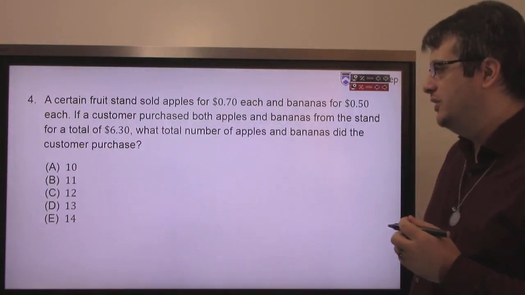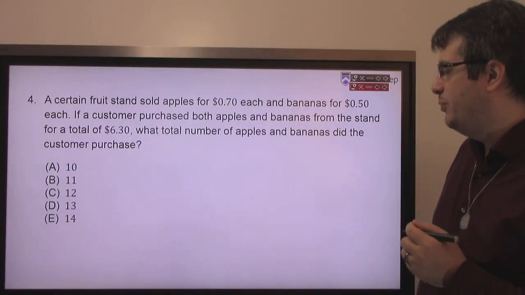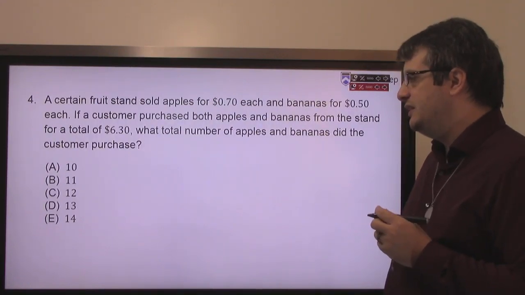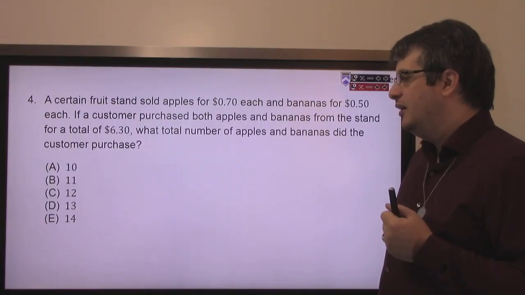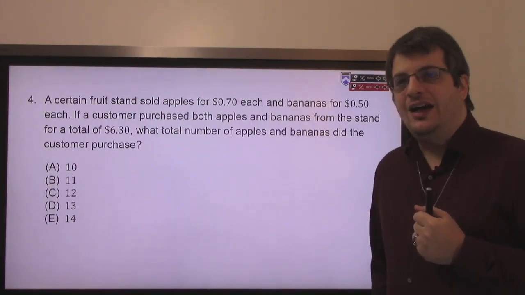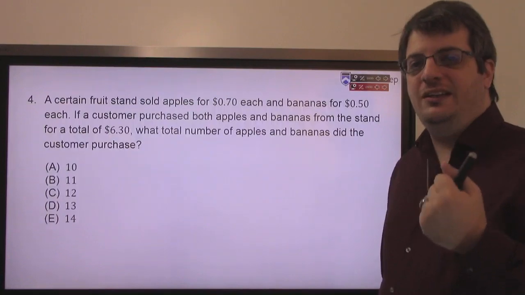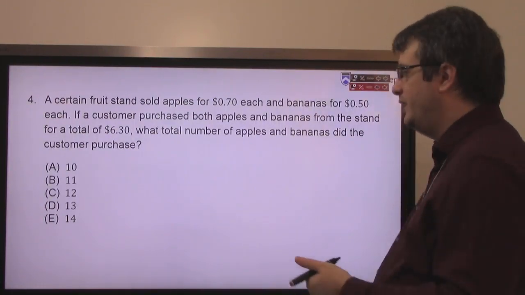So let's talk about this question together. Certain fruit stands sold apples for 70 cents and bananas for 50 cents. A customer purchased both apples and bananas for a total of $6.30. I want to know how many apples and bananas. I hope at this point you're very comfortable writing down the linear Diophantine equation for this.